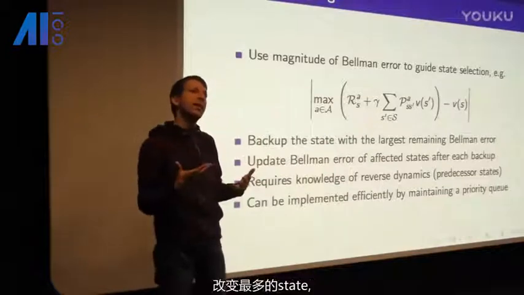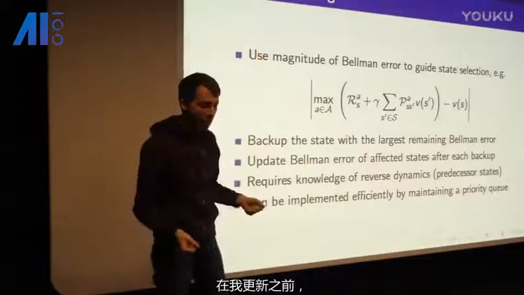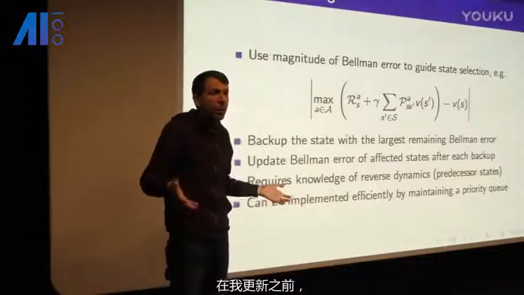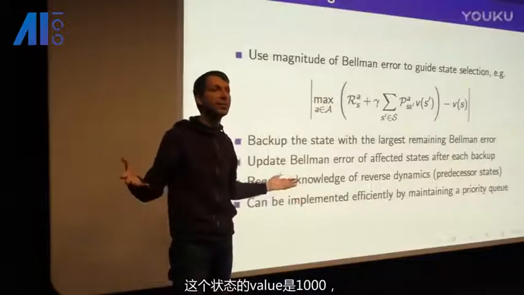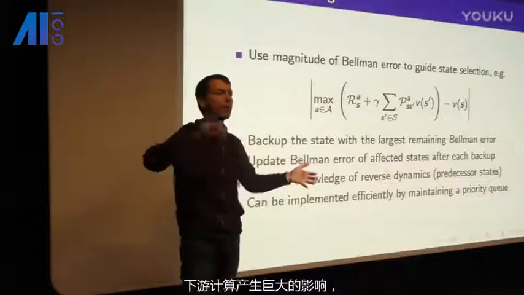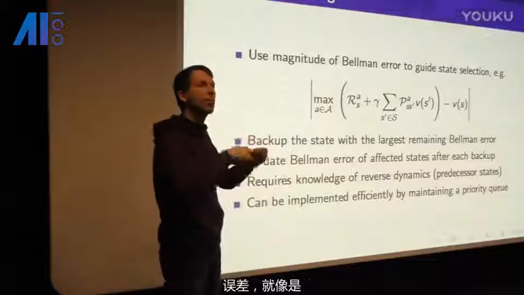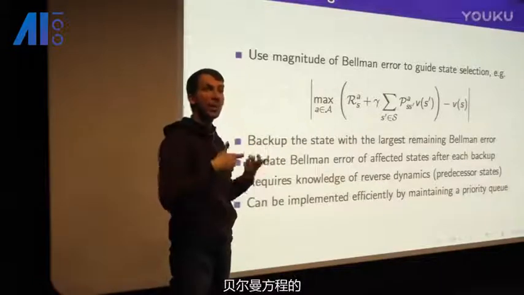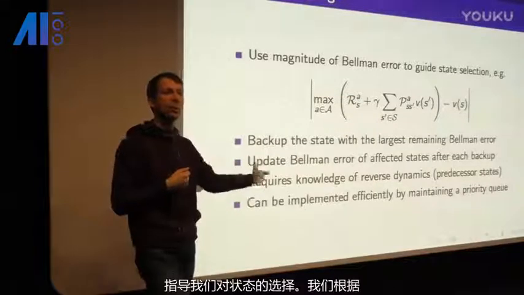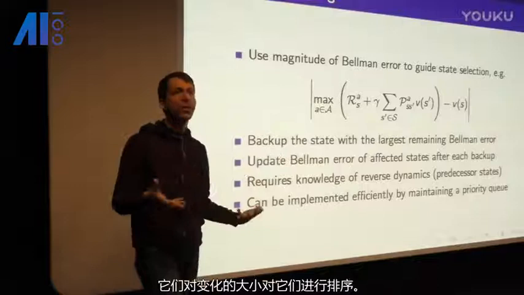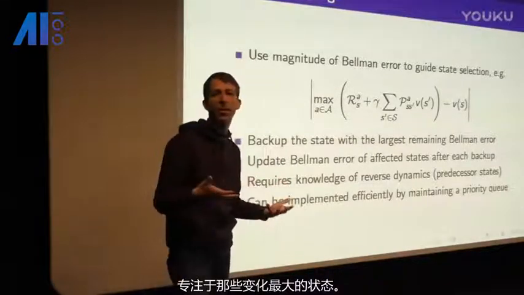So the intuition is that the states which are changing the most matter most. If I did my one-step look ahead, and before my update I thought that the value of this state was 0, then after my update I think the value of this state is 1,000, that's really going to affect all of my computations a lot downstream. So we assume that the magnitude of the error between what we thought before and what we think after, like the change in the Bellman equation, we use that magnitude to guide our selection of which states to do. And we order them by how big the change is going to be. This helps us focus on the things which are changing the most.